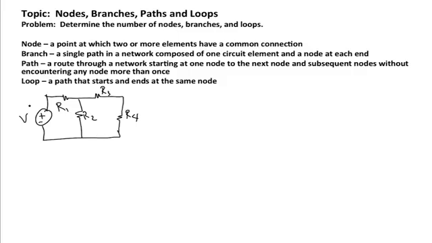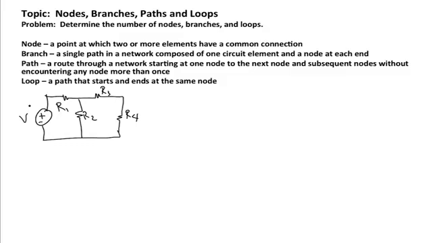A node is a point at which two or more elements in a circuit have a common connection. A branch is a single path in a network composed of one circuit element and a node at each end of that circuit element. A path is a route through a network starting at one node, going to the next node, and then subsequent nodes without encountering any node more than one time. And a loop is a path that starts and ends at the same node.